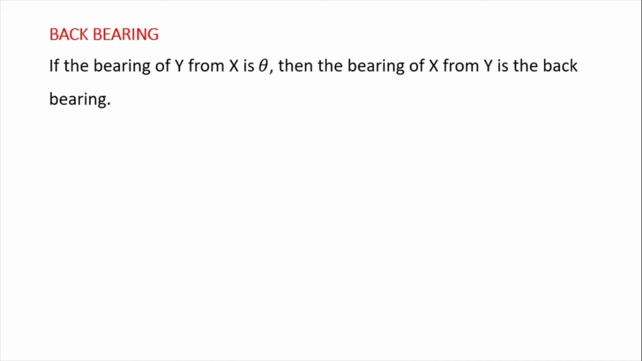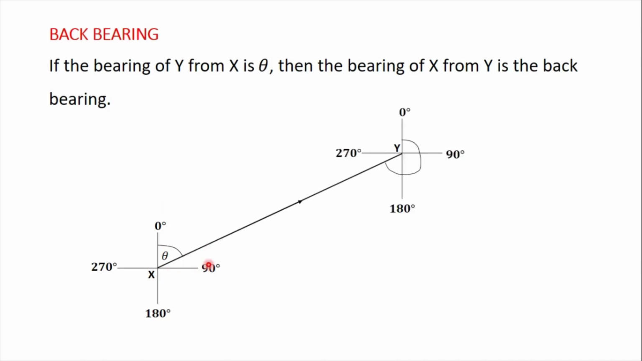Back bearing. If the bearing of y from x is theta, then the bearing of x from y is the back bearing. So just as the name implies, if the bearing of y from x is theta, then the back bearing is the bearing of x from y. So on this diagram, you can see that theta here represents the bearing of y from x, as indicated on the diagram. The back bearing is the bearing of x from y.